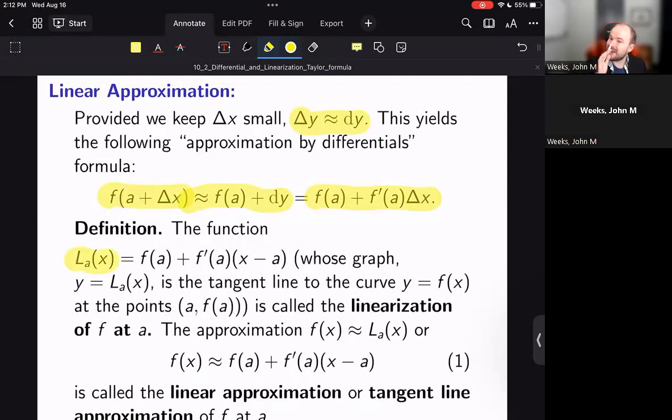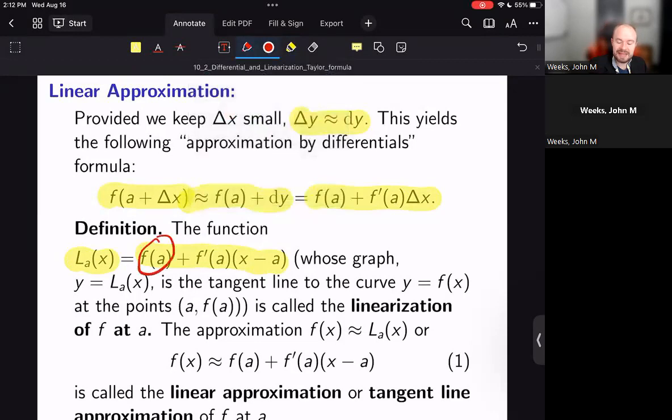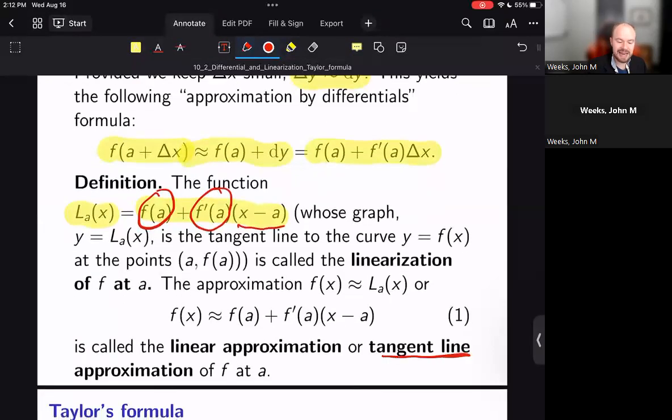L sub a, with a being a fixed point of x, is going to be this formula. a is the fixed point that we gather all our information about the function from. Here, we know that this is its y value at a. We also take the information of the derivative at a, and then we multiply times the change that we are making going from x minus a. So that is giving us this linearization. So this is the tangent line approximation of f at a.